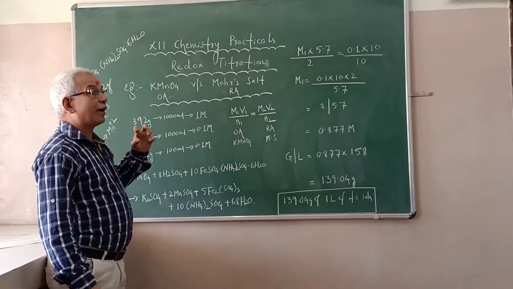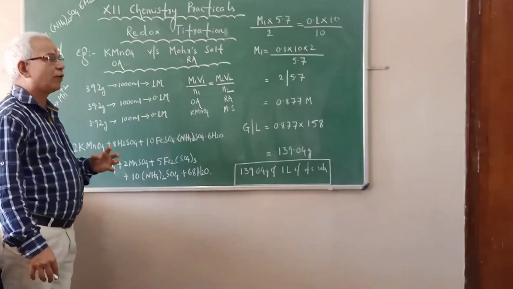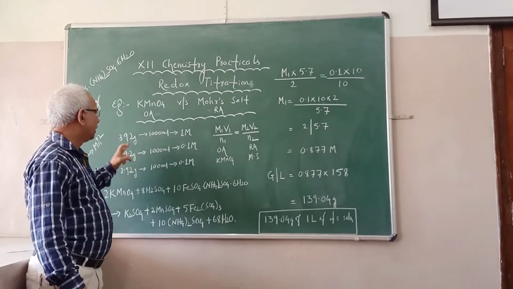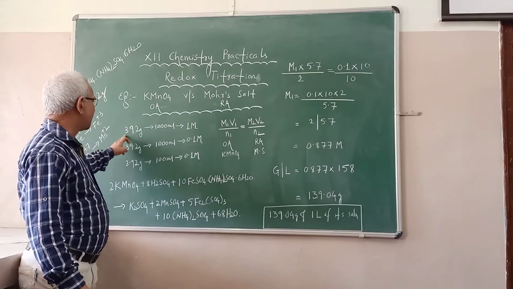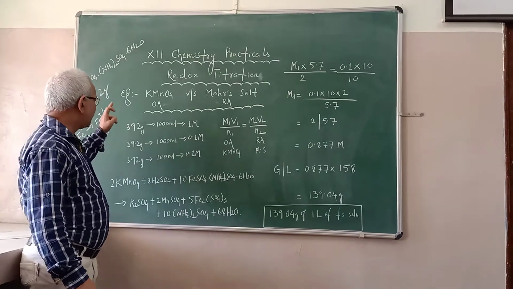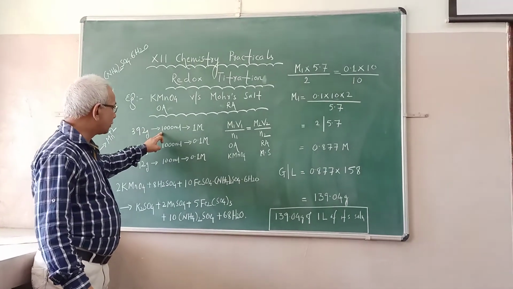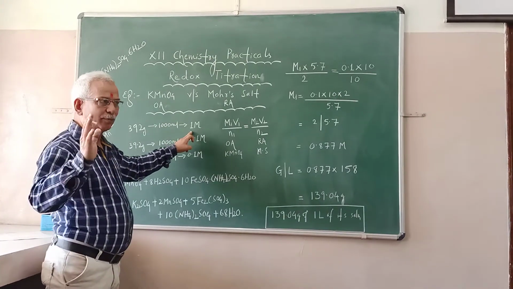Now I have made 0.1 M of Mohr's salt. For this, I used the 11th class knowledge. The molar mass of Mohr's salt is 392 gram. If I dissolve 392 gram of Mohr's salt in 1 liter of solution, that gives 1 M. This is the definition of molarity.